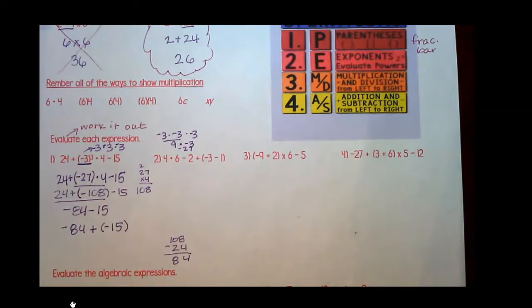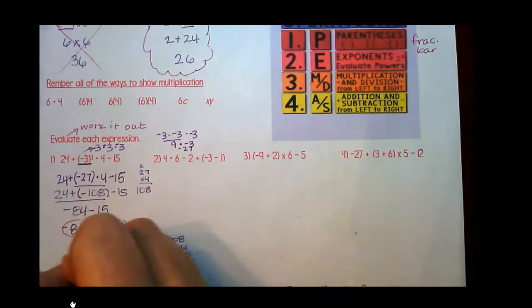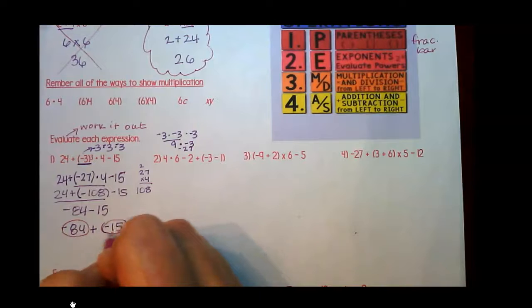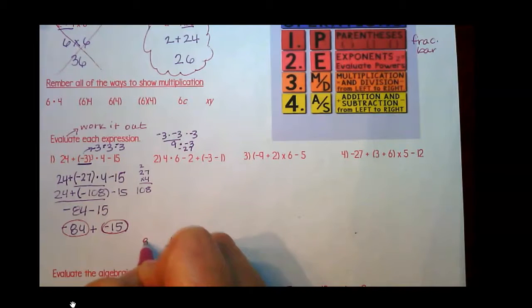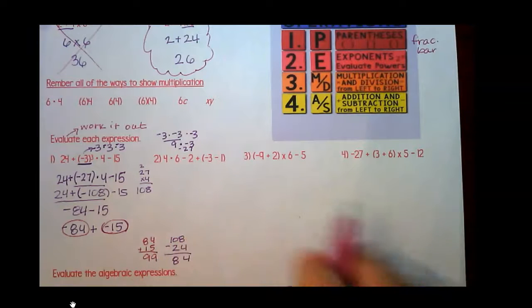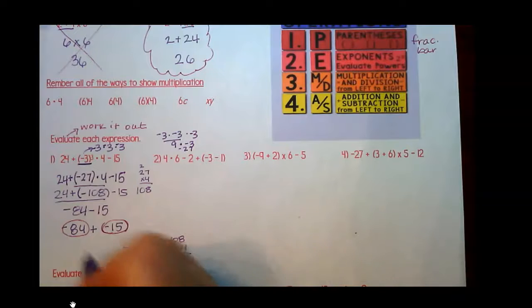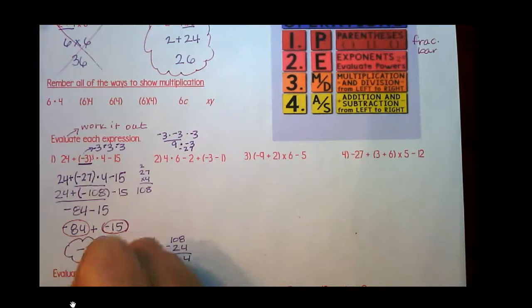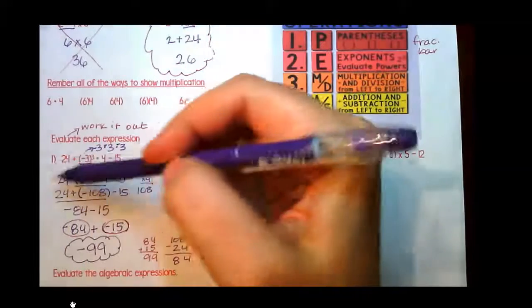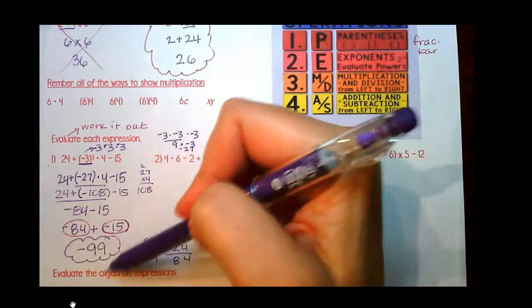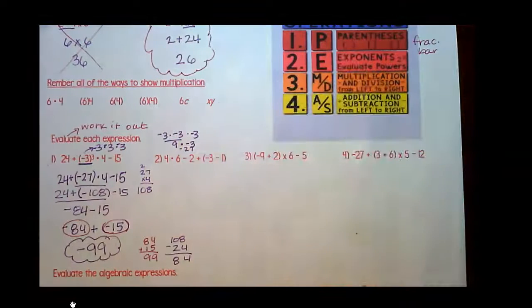And that lets us see that we have 2 negatives to combine, so that means you will add and keep the sign. 84 and 15 is 99. Now, is it a positive 99 or a negative 99? I hope you said negative, because same signs, you will add and keep the sign. There's your answer.